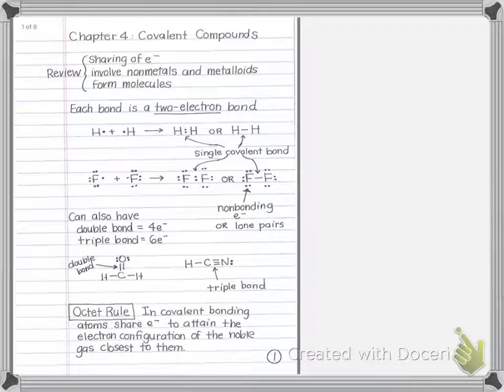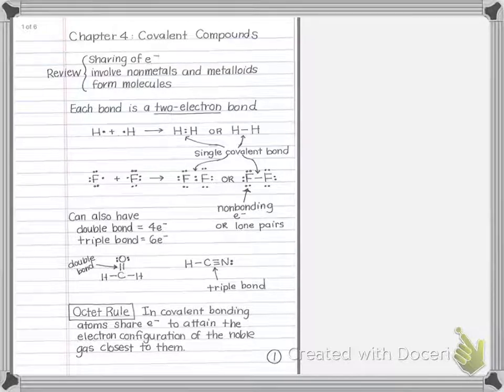In Chapter 3, we discussed ionic compounds. If you recall, ionic compounds involve metals from the left side of the periodic table bonding with nonmetals from the right side of the periodic table. And what happens is the metals transfer or lose electrons, and they go to the nonmetals, which gain the electrons. In ionic compounds, this transfer of electrons creates charges.